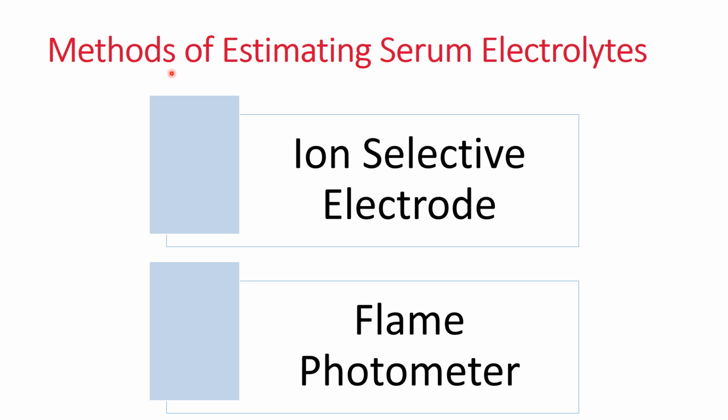Now, the methods of estimating serum electrolytes include two methods. That is the ion selective electrode or ISE method, which is the most commonly used method now, and it is more sensitive and specific. It requires a small amount of sample. The flame photometer or flame photometry method is an old method. It needed large volumes of sample and now it's replaced by the ISE method.